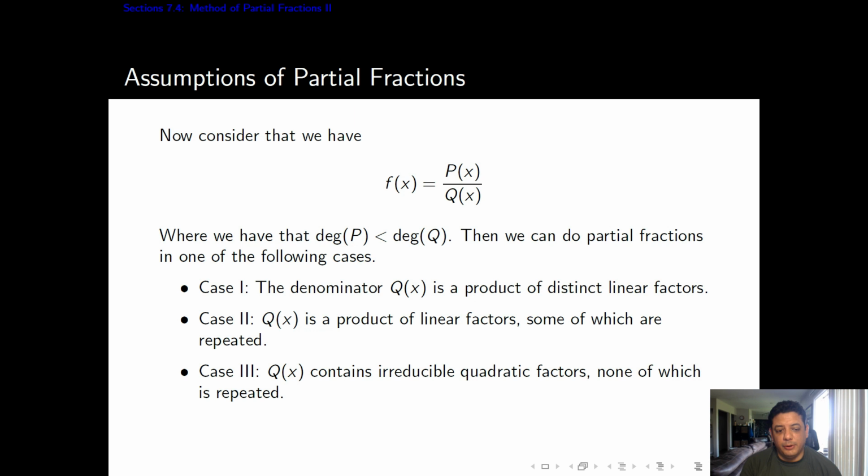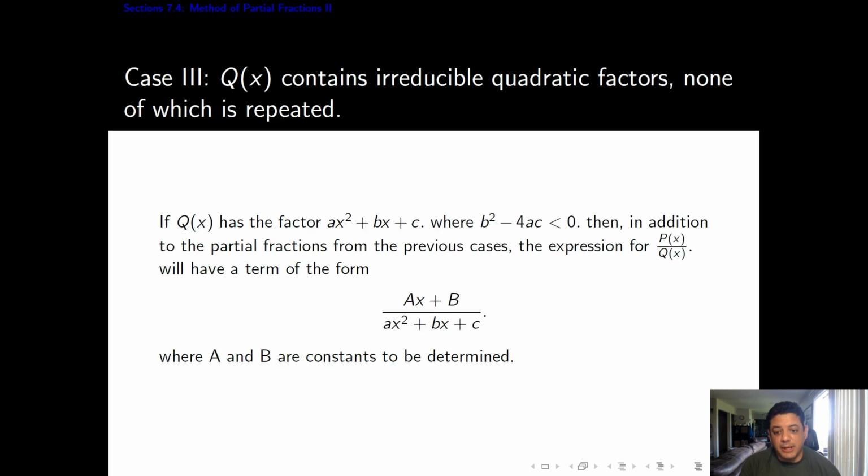We explored the case where we have distinct linear factors. We explored the case where we have a product of linear factors which are repeated, and now we're going to explore the third case, which is when we have an irreducible quadratic factor, none of which will be repeated, and then we'll explore the case where we contain repeated irreducible quadratic factors.